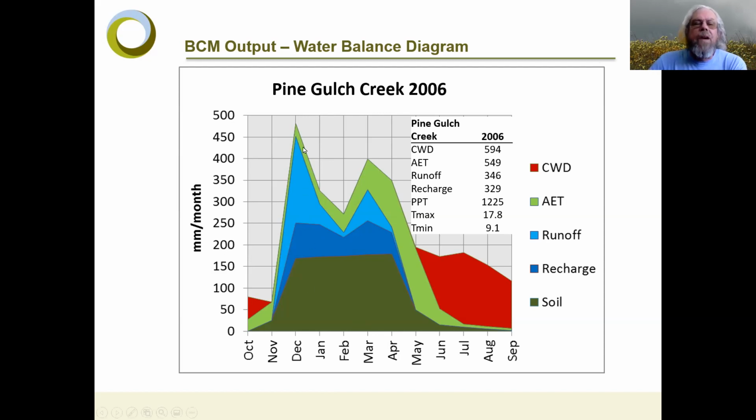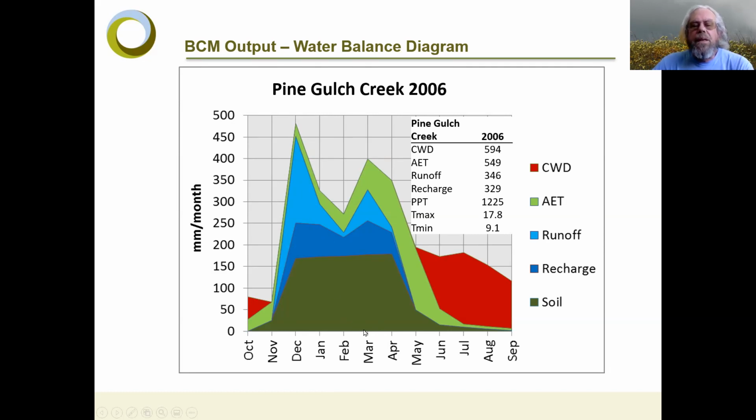A lot of it went into runoff, and with a peak like that, it's not surprising there were pretty widespread floods in California in December 2005. And then a little bit evaporates, but this is the cool season, so evapotranspiration is limited by the temperature and radiation. So each month comes along.